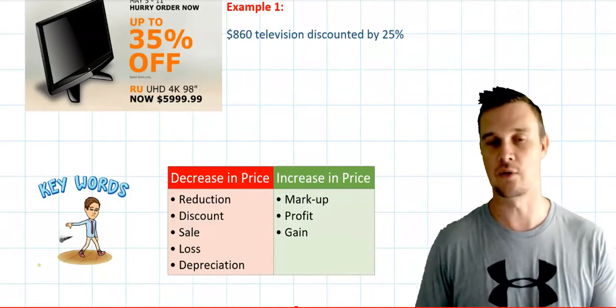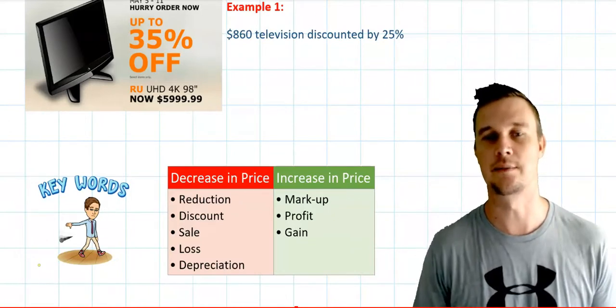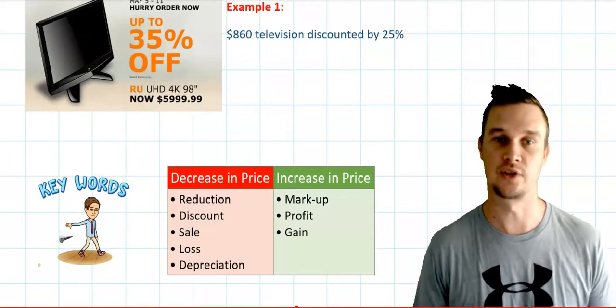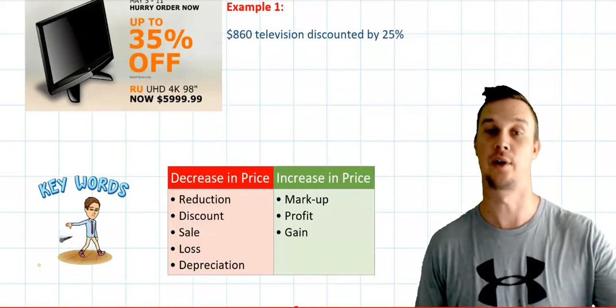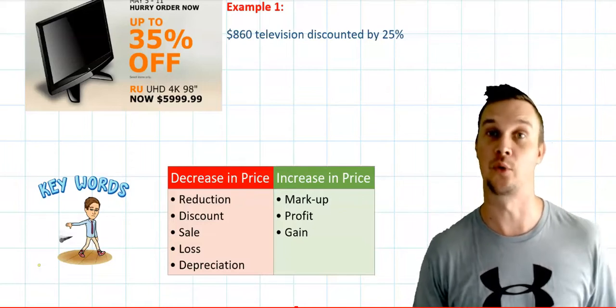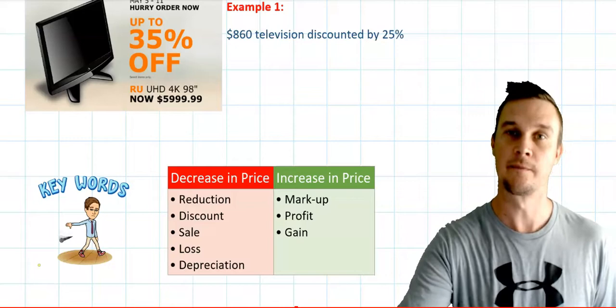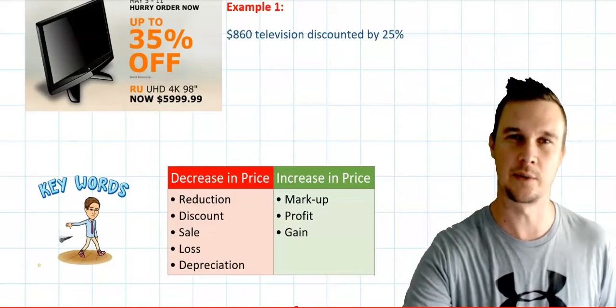So I'll get you to pause the video and write these down. When we talk about a decrease in price, we often use the words reduction, discount, sale, loss, depreciation, etc. And when we're talking about an increase in price, we might say markup, profit, or gain. So make sure you understand those terms, because you'll be using them a fair bit.